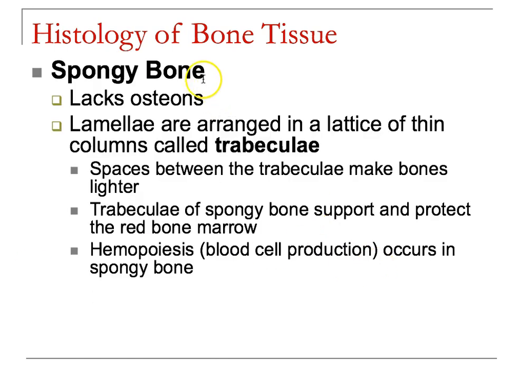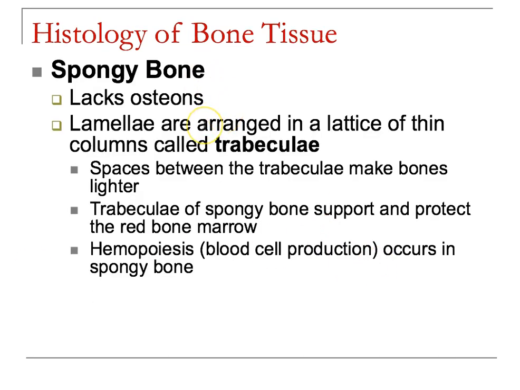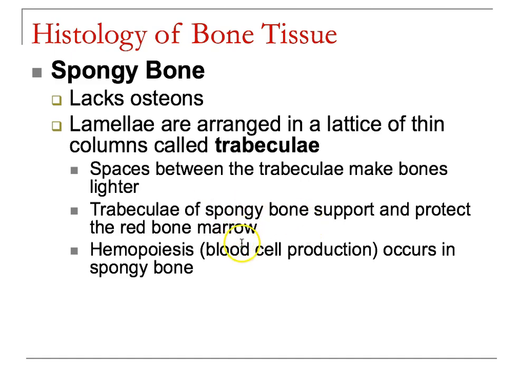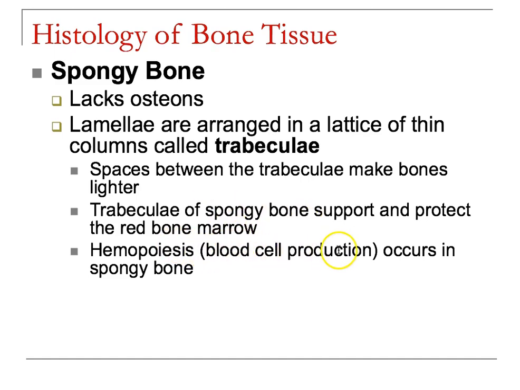Okay, so spongy bone lacks that osteon, but it still has lamella, and it has that thin lattice of trabecular structures. And what's going to happen is in the space between these is where blood cell production is going to occur.